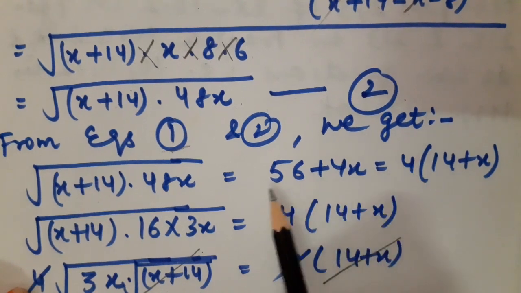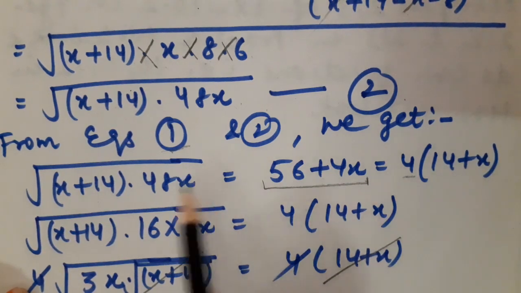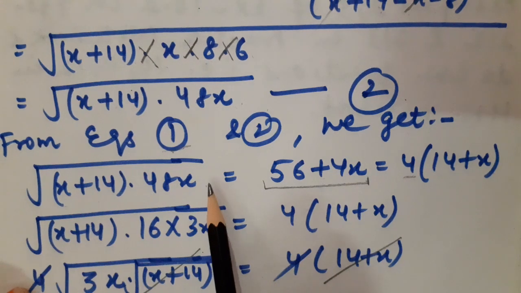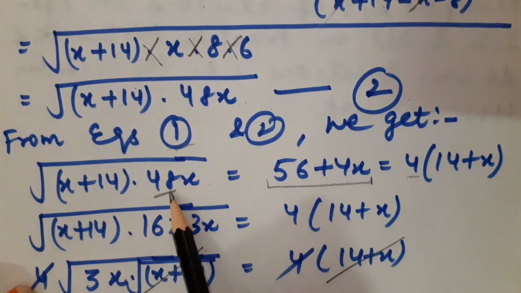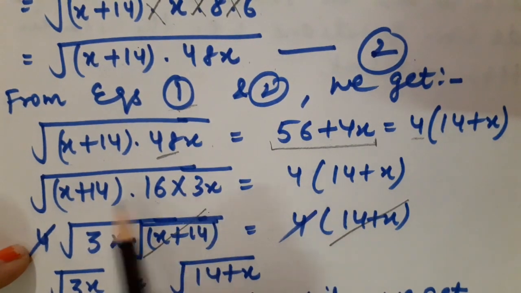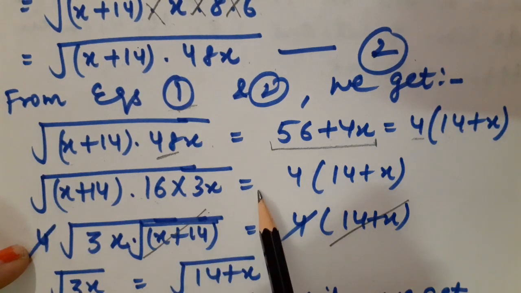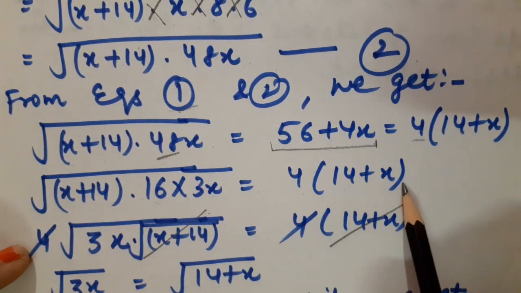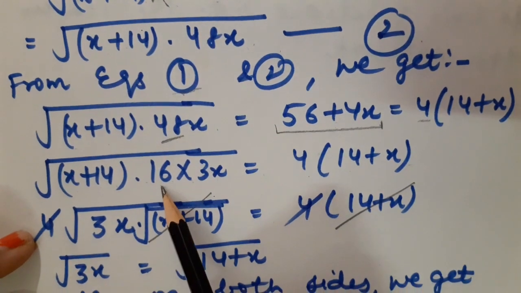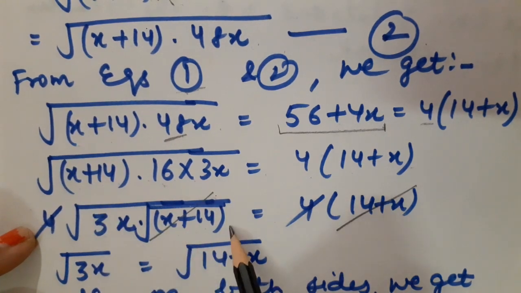Okay. So here from equation number 1, I am going to take 4s common. What I have got inside the bracket is 14 plus x, and here I have written this as it is. Now 48 I am going to split into 2 terms. It would become 16 into 3. So this is whole under root x plus 14 into 16 into 3x is equal to 4 into 14 plus x. Fine children. Now 16 is a perfect square, so 4 will come out. So under root what will be left? 3x into root x plus 14.